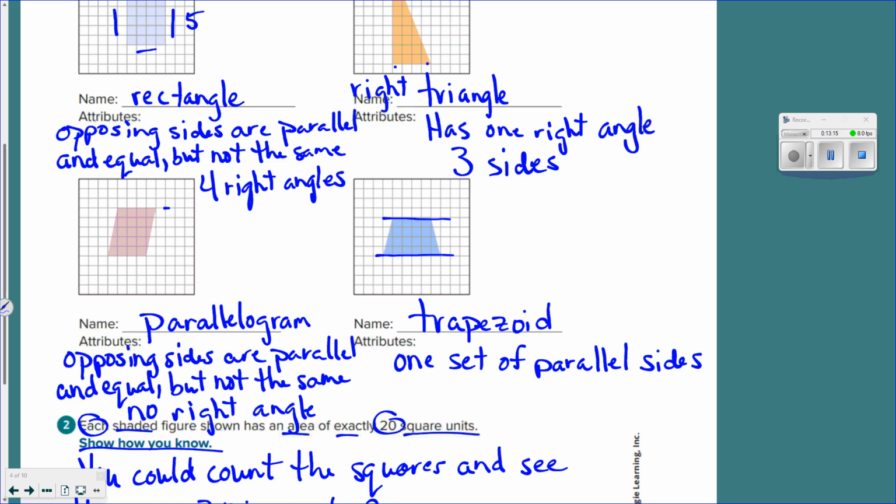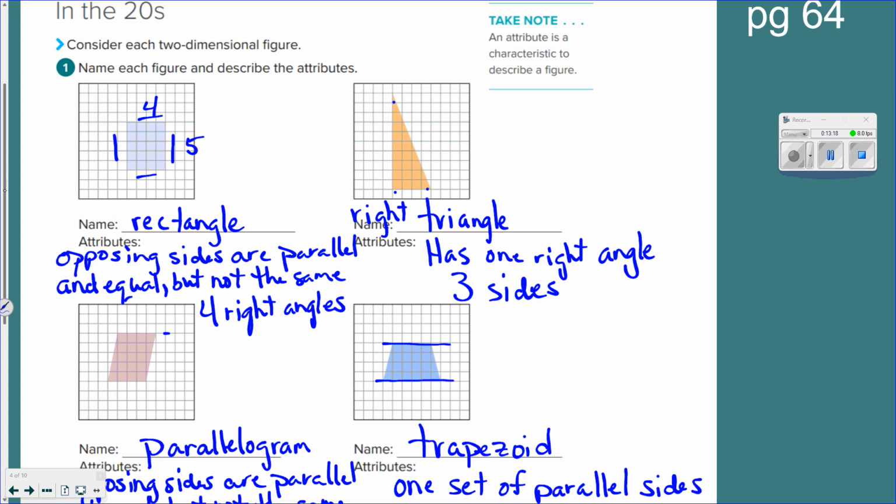Okay. So that one was easy to see. What about this one? I can kind of count some of the squares that are whole, right? Yeah. And then, well, look at this. What if I took this triangle and I flipped it upside down and redid it?